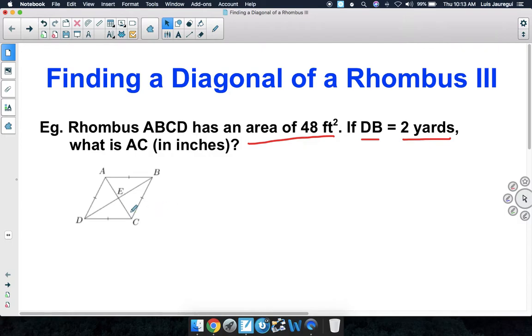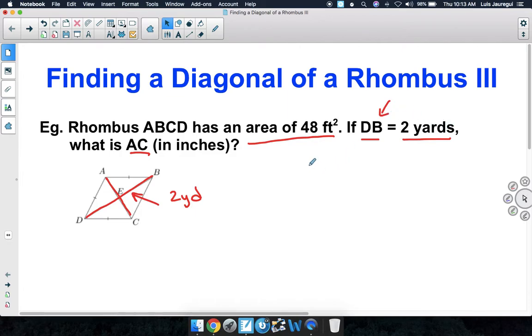Let's go ahead and identify what DB is. Notice that's this diagonal here, and that is equal to 2 yards. And they're asking us, what is AC? So we want the other diagonal in inches. Okay, so for now, since the area is in feet, I'm going to change DB into feet.